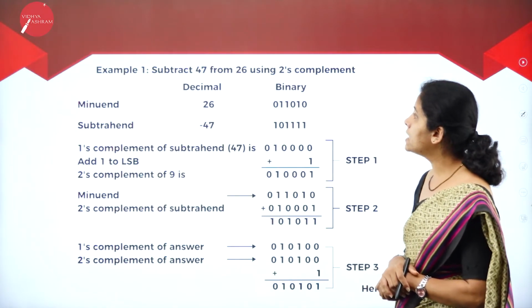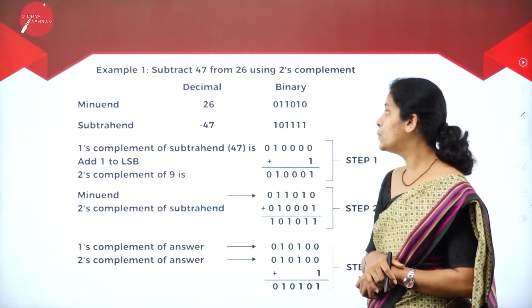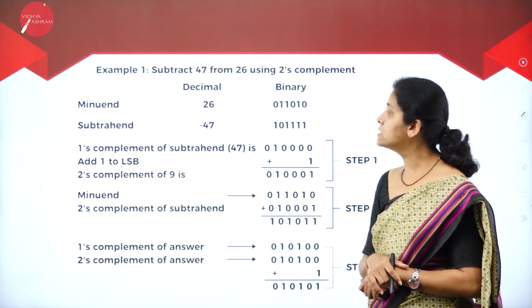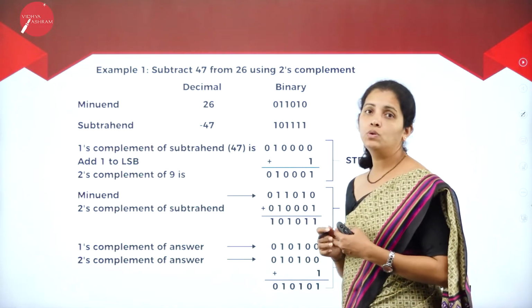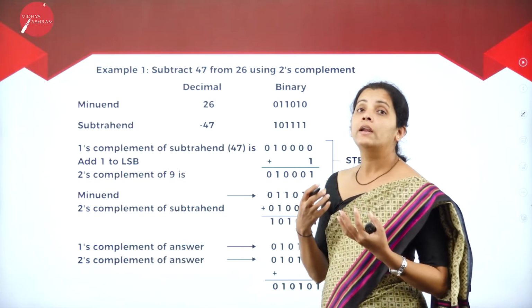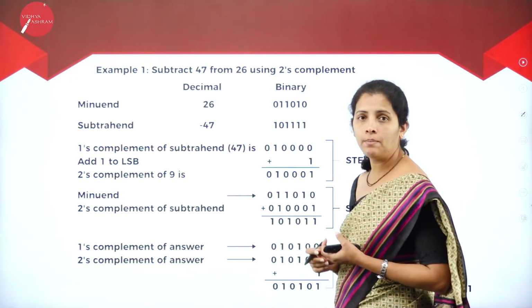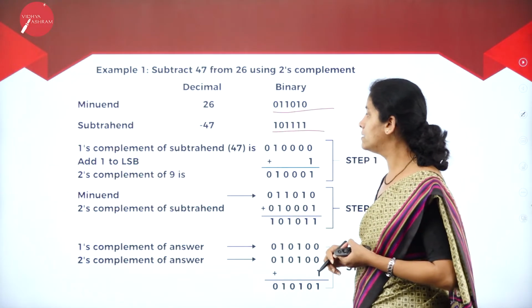Now consider the example here. I am having 47 and 26. That means I am going to subtract 26 from 47. First, what I want to do is write the binary equivalent of the decimal numbers. So I'll write the binary equivalent.